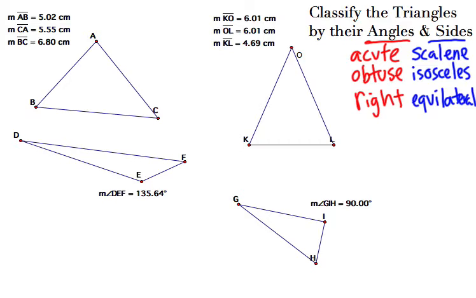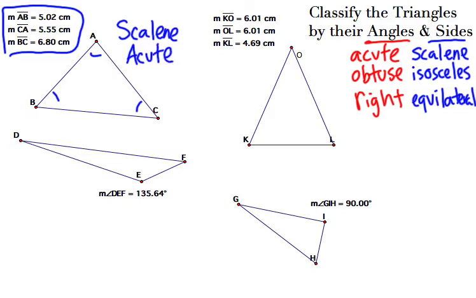Okay? So looking at our first triangle, triangle ABC, I have the measurements of all the sides over here. Okay? And as you can see, they're all a little bit different. So this is not equilateral, even though they look close to the same. Okay? So they're scalene. So it's a scalene triangle. And the angles are all acute. Like they're all little. They're all less than 90 degrees. So it's a scalene acute triangle.